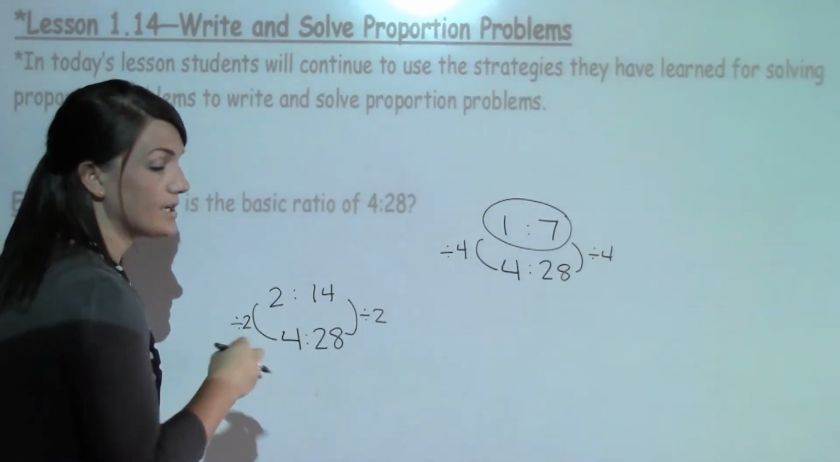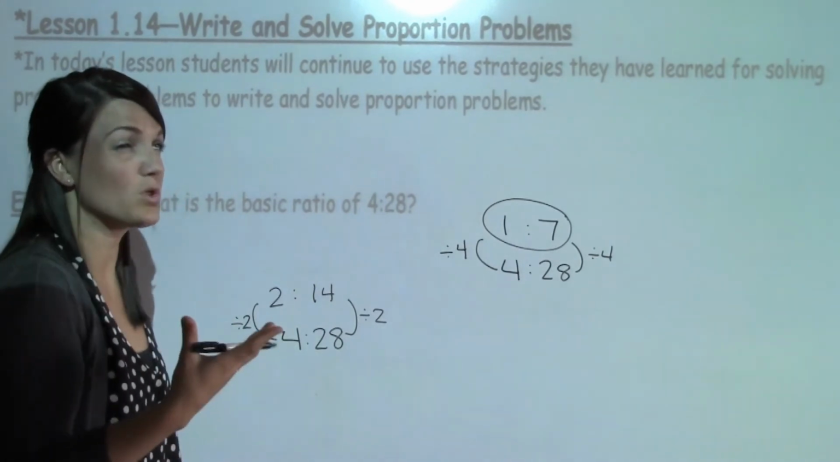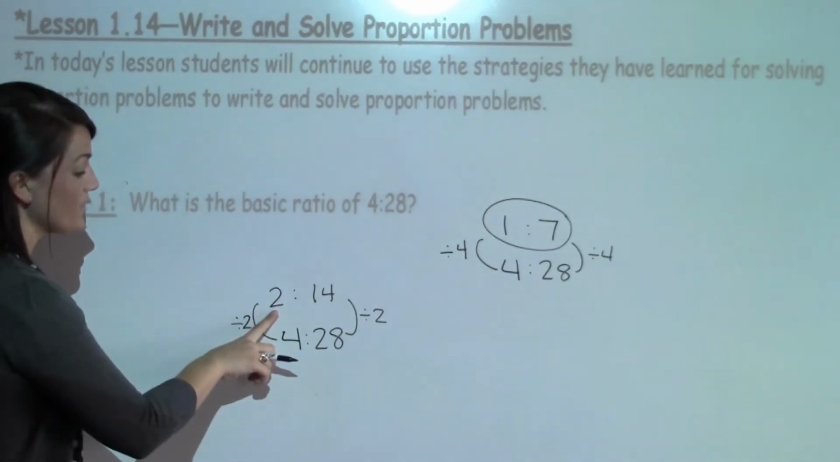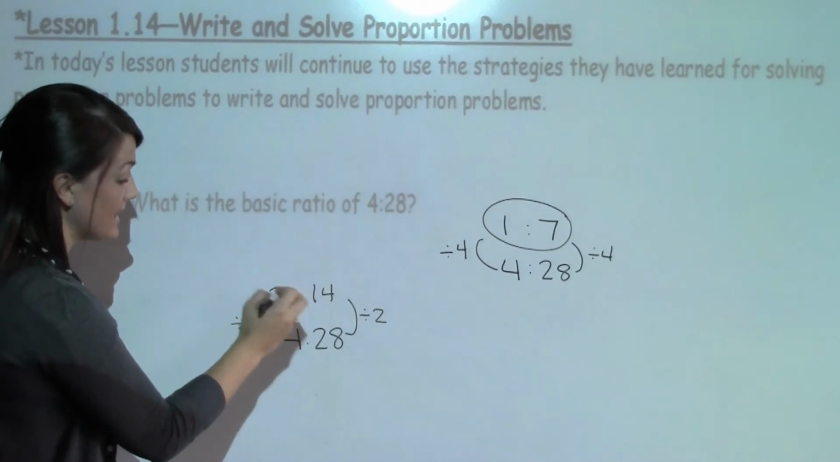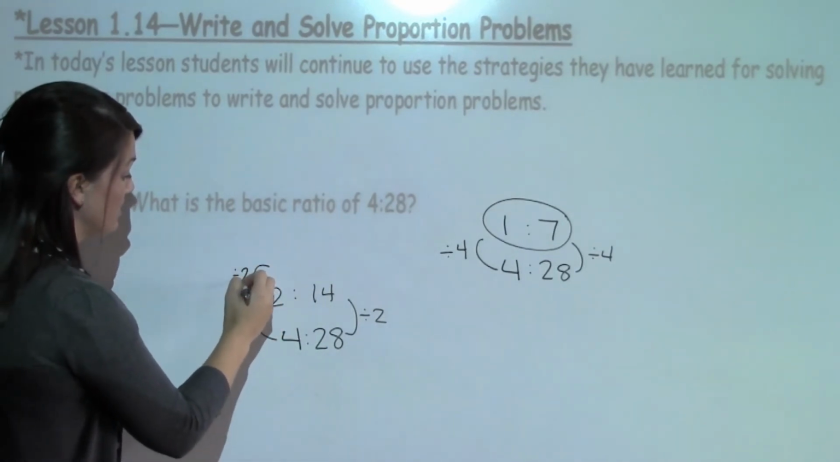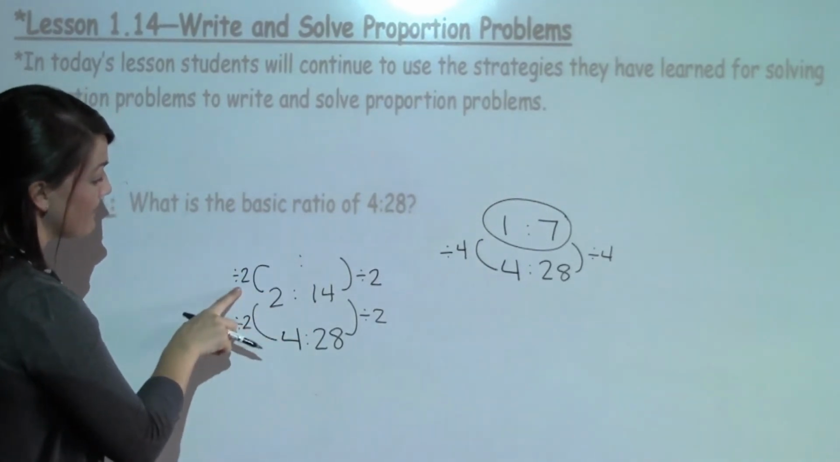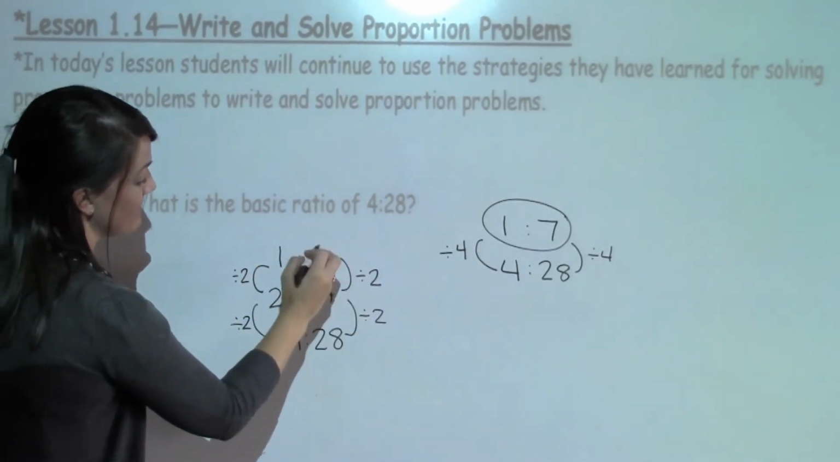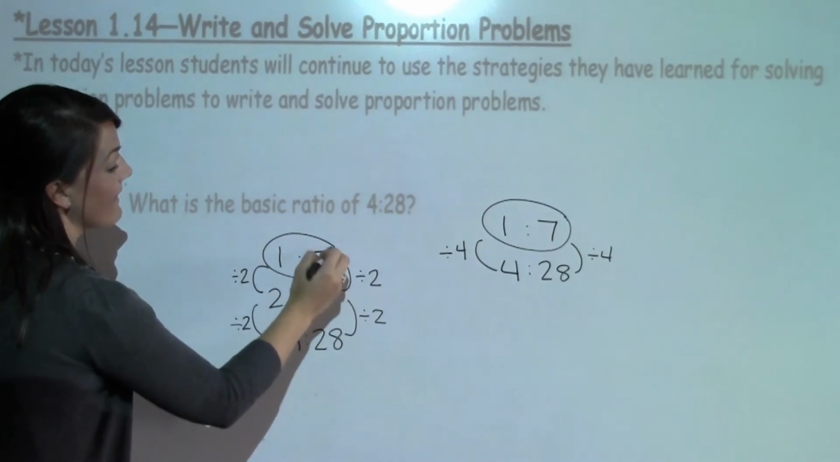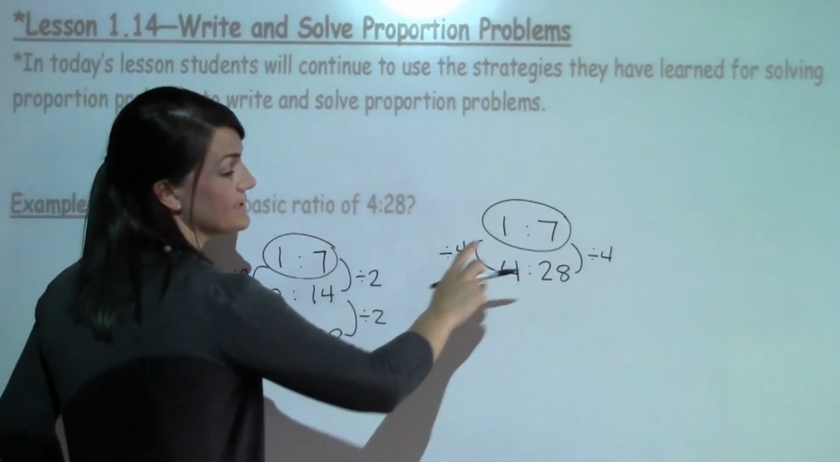Then students would need to look at the 2 and 14 and say to themselves, what do those numbers have in common? Hopefully they would see that these are both even numbers, and again, they can divide by 2. 2 divided by 2 is 1. 14 divided by 2 is 7. And they end up getting the basic ratio of 1 to 7.